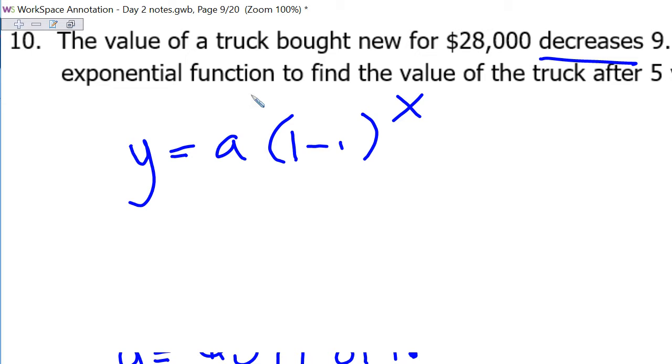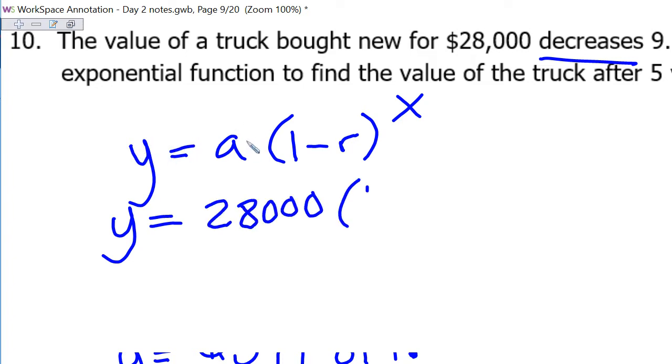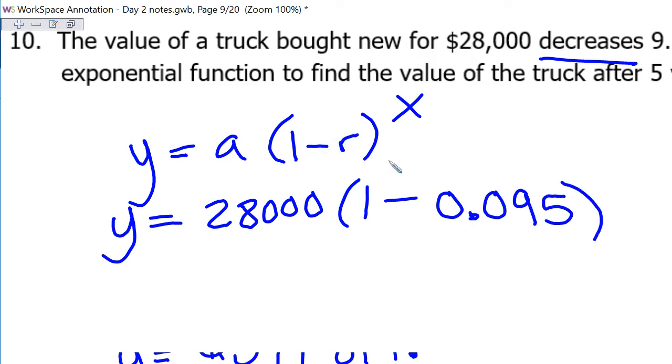So this would be y equals a, the starting amount. What was the starting amount? 28,000. Inside the parentheses is 1 minus r, and r is the percentage rate. What is 9.5% as a decimal? 0.095. And x is the number of years, and they told us this was for 5 years.